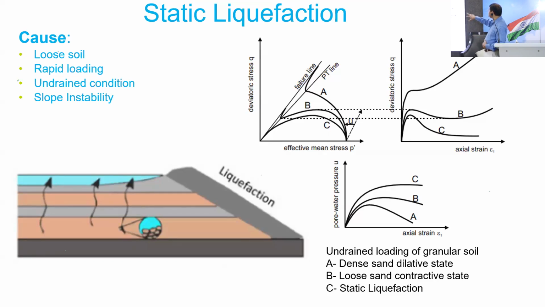So you can see the difference between the dilative and contractive states. The dilative state is strain hardening, while the contractive state is strain softening. What is strain softening and strain hardening? With strain hardening, with strain, strength is increasing. Strain softening is, with the strain, it is decreasing. So the on-range behavior comes from this. This is a very simple concept, but this is how we define the liquefaction.